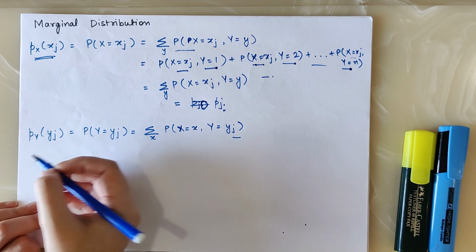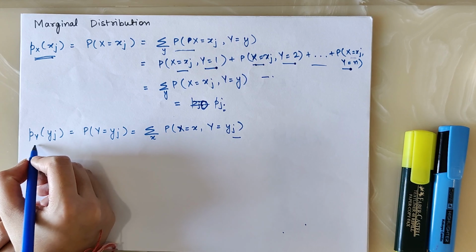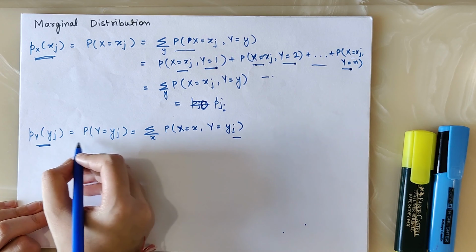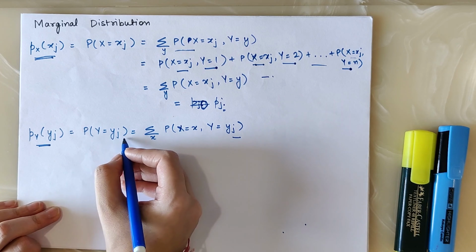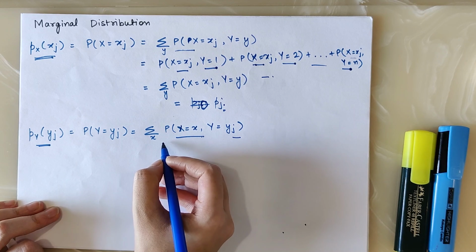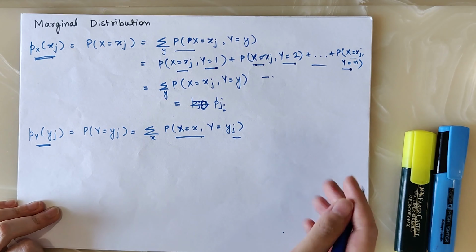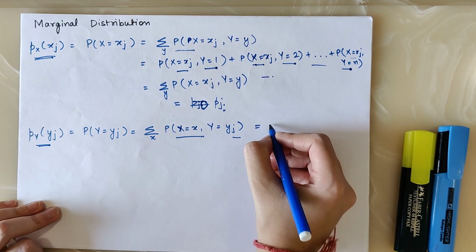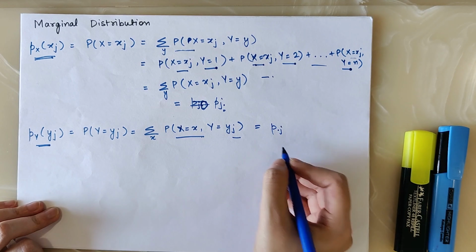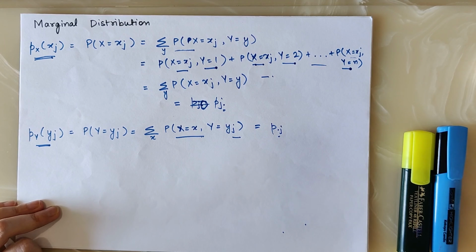So now let's see what the marginal distribution of y is. The marginal distribution of y is given by probability y is equal to yj, and the summation of the joint probability is taken over x such that x is equal to x and y is equal to yj. This is denoted by p dot j, that is, we are summing over x. Now let's move on to conditional distribution.